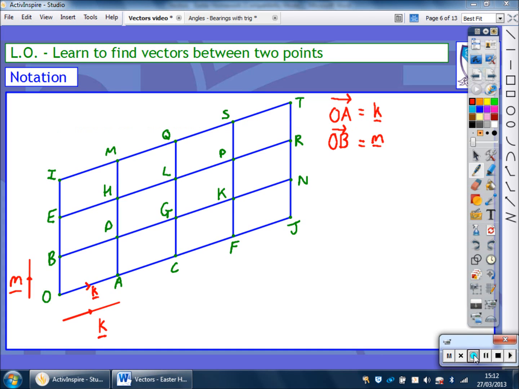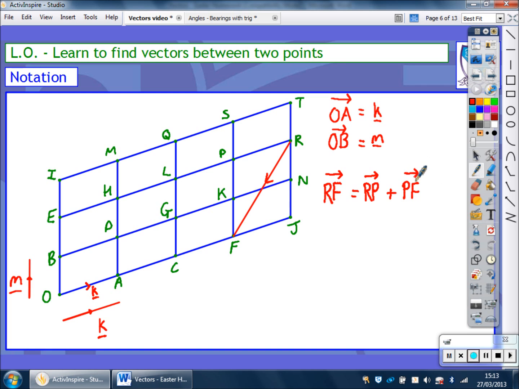Okay, now I want to talk about what happens if we go, let's say, from the point R to the point F. So the vector from R to F. Now, the vector from R to F, we can go from R to P and then P to F. So R to P and then P to F.